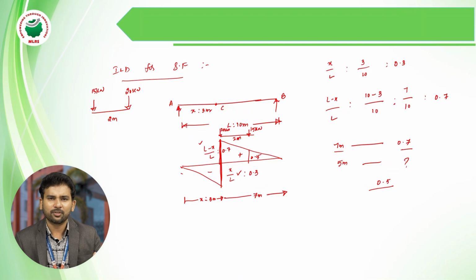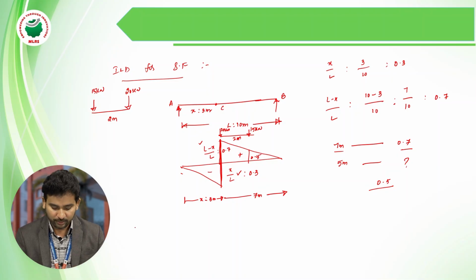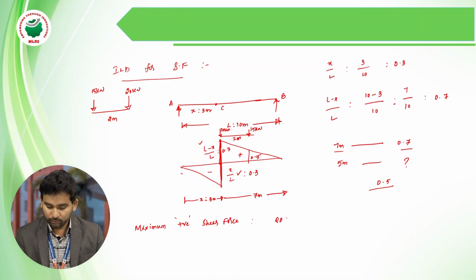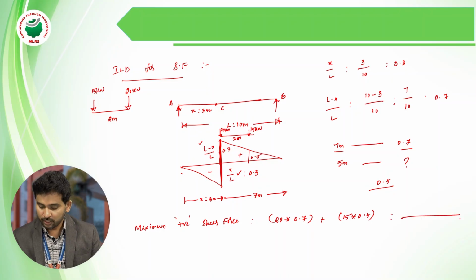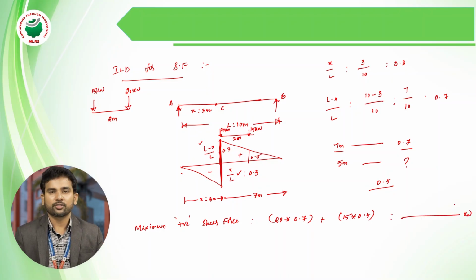Then very simple, in the same way how we have determined the reactions RA and RB, here also directly we are going to determine the maximum positive shear force. Maximum positive shear force is equal to load into ordinate, it is 20 into 0.7 plus 15 into 0.5, which will give the maximum positive shear force under 15 kilonewtons.